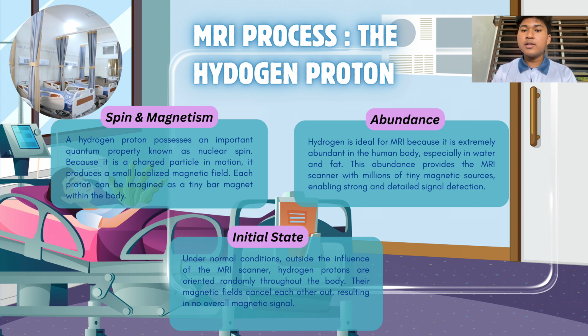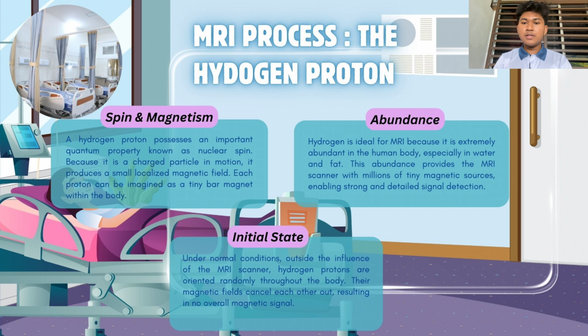The second one is abundance. Hydrogen is ideal for MRI because it is extremely abundant in the human body, especially in water and fat. This abundance provides the MRI scanner with millions of tiny magnetic sources, enabling strong and detailed signal detection.